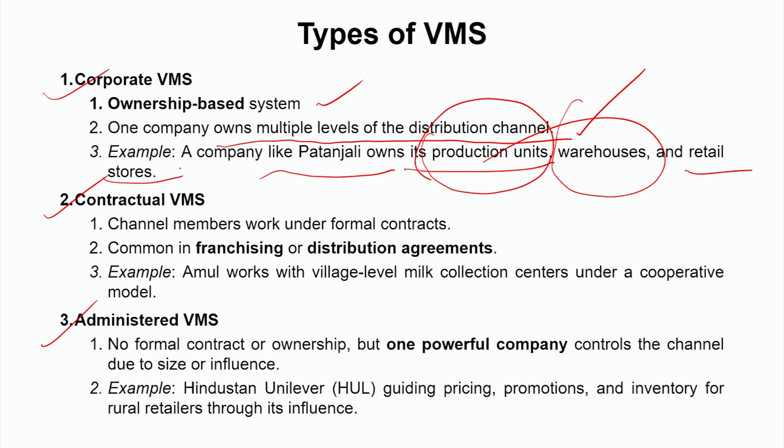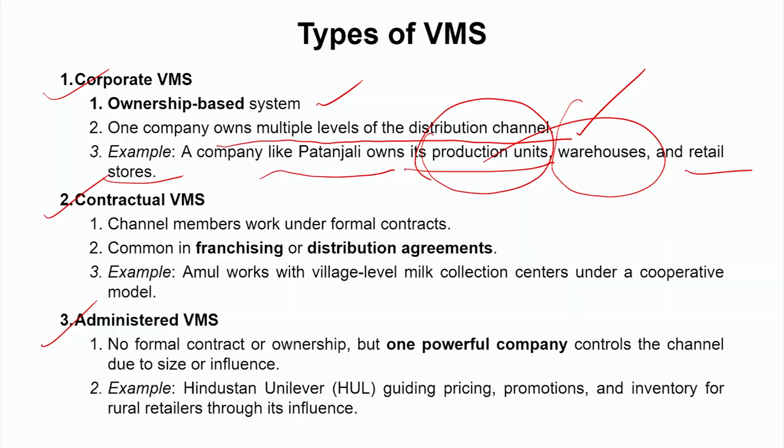My dear learners, you might have come across different states and cities where you find retail stores by the name of Patanjali. So this is a very good example that shows the corporate VMS works under the ownership of one person, but it has different levels of execution.